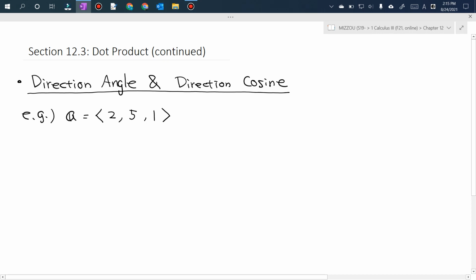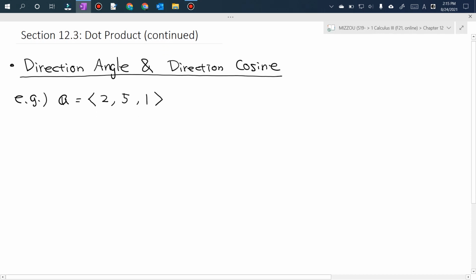So it's a vector in 3 dimensions, in R3. And this is 2, 5, 1, so it looks kind of like this. So this is our vector A.